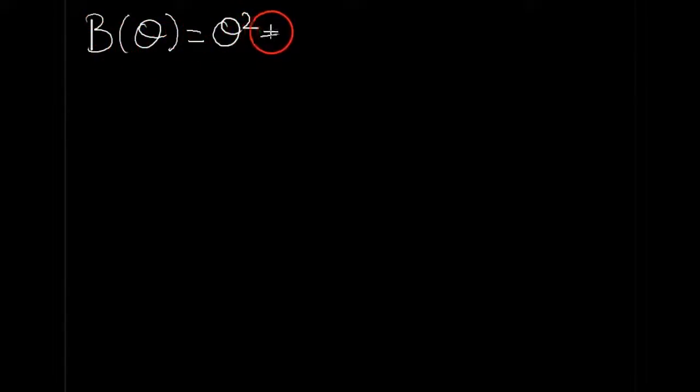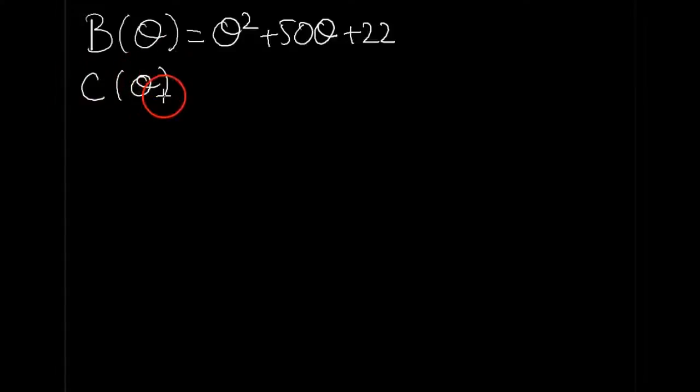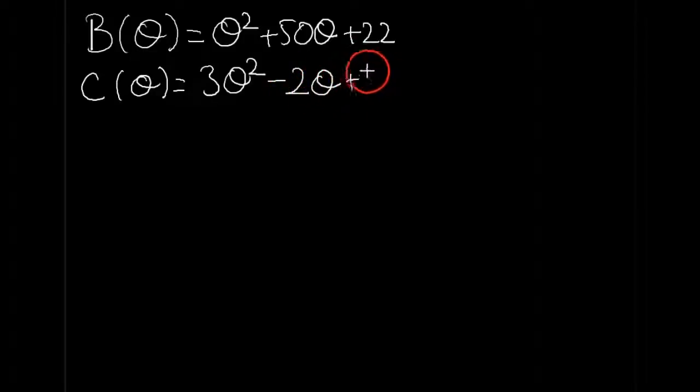I'll show you how to maximize the total profit using total revenue and total cost functions using two functional forms. Let's start with the benefit function. B(Q) equals Q squared plus 50Q plus 22. And the total cost function is 3Q squared minus 2Q plus 50.